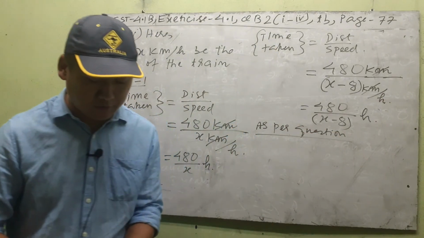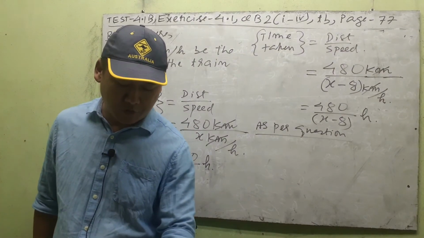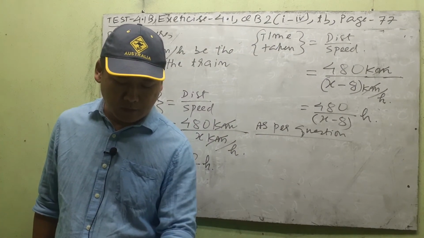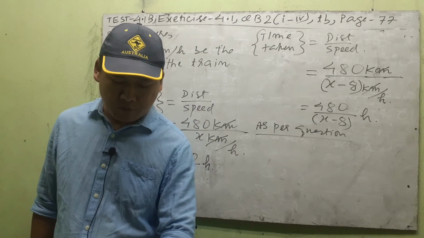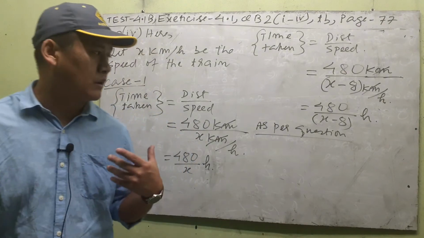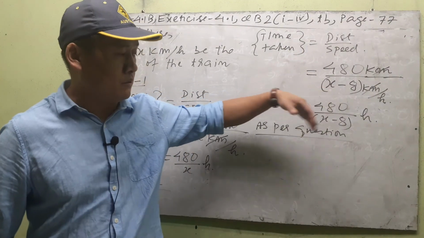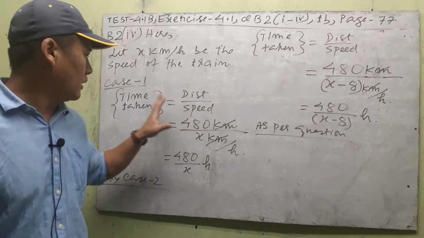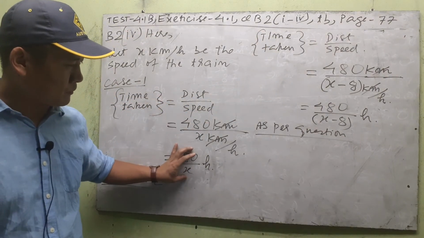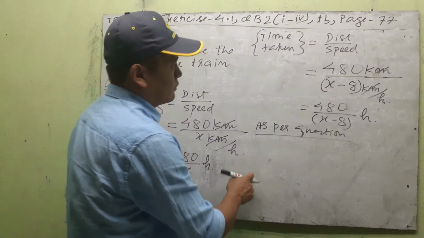Let me read the second sentence. That is the conditional question. If the speed of the train is 8 km less, then it would have taken 3 hours more to cover the same distance. So if you go by this decreased speed, it will take 3 hours more. If you go by normal speed, it will take this much time. Right. So which will take more time?